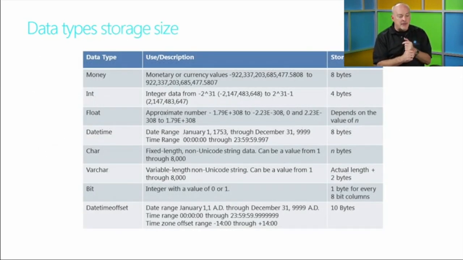Here's an example of some of the different data types in storage. For instance, the int, short for integer, can store a number from minus 2,147,483,648 to plus 2,147,483,647. So it's 2 to the 31st if you look at it that way. Char, for instance, is fixed length, non-Unicode data, any value from 1 to 8,000 characters. The bit we talked about already, and the datetimeoffset we talked about already.